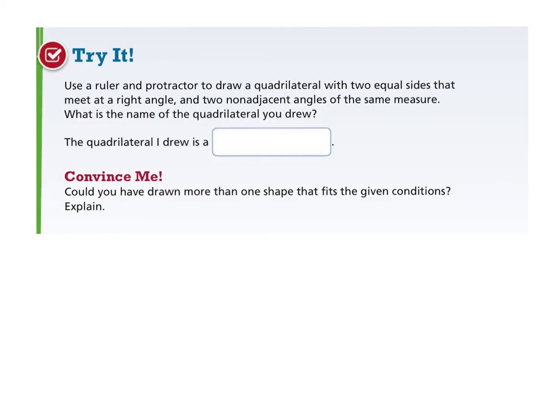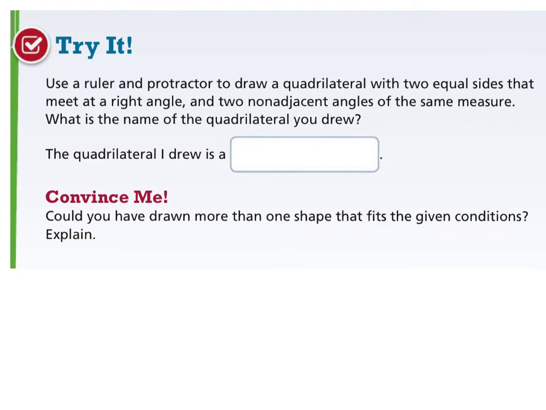So if we look at the try it, they want us to use a ruler and protractor to draw a quadrilateral with 2 equal sides that meet at a right angle, and 2 non-adjacent angles of the same measure.